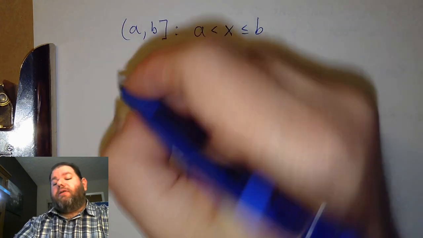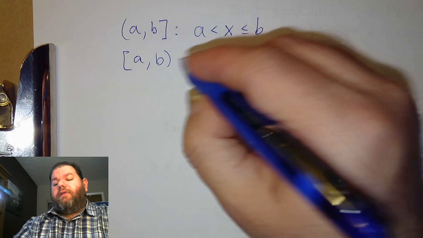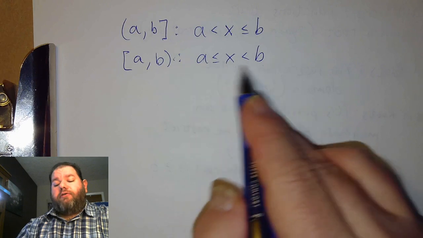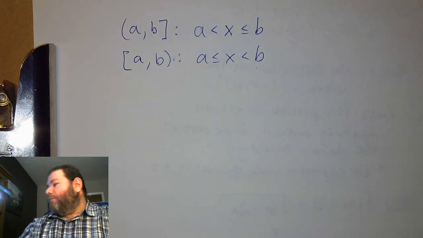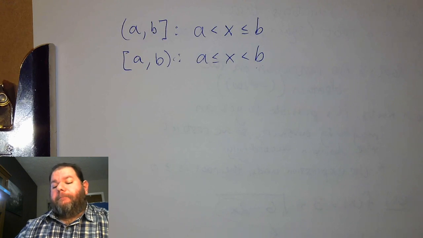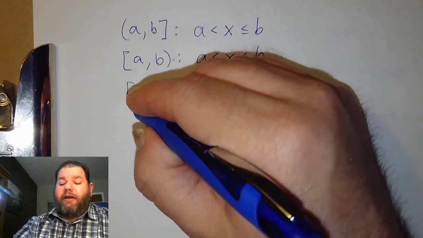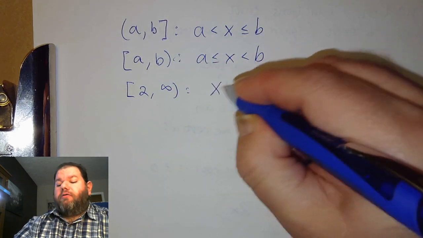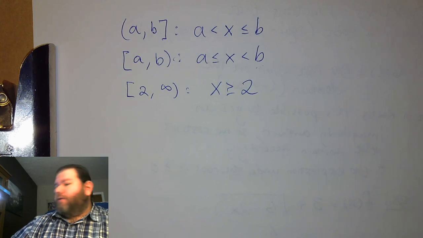If we say bracket a comma b parentheses, then that would be a less than or equal to x less than b. So this time it's everything between the two numbers, but also including a and excluding b. And if it actually includes infinity, like we might have, from 2 to infinity, we would just say x is greater than or equal to 2, and it's assumed that it goes to infinity from there.